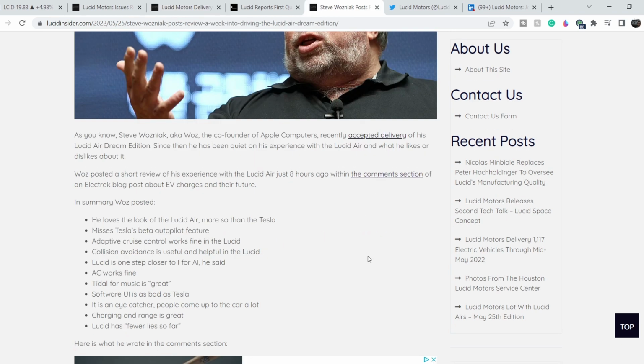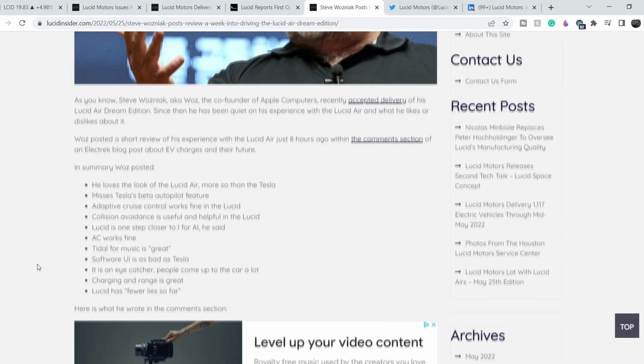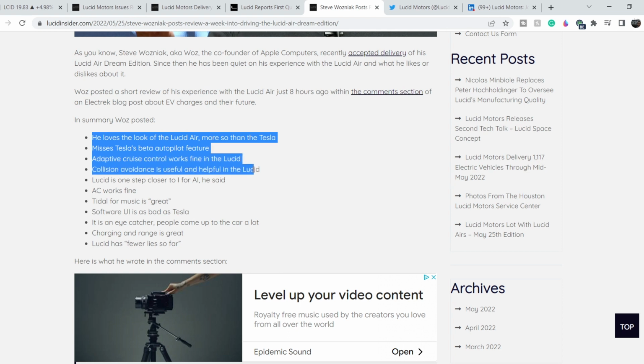You all know that Steve Wozniak just received his Lucid Air, and we are on Lucid Insider again. On May 25th, we have this article, and it says Steve Wozniak posts review a week into driving the Lucid Air Dream Edition. And here is the summary that was posted. He loves the look of the Lucid Air more so than the Tesla. Misses Tesla's better autopilot feature. Adaptive cruise control works fine in the Lucid. Collision avoidance is useful and helpful for the Lucid. Lucid is one step closer to AI, he said. Adaptive cruise control works fine, so quite an interesting detail.